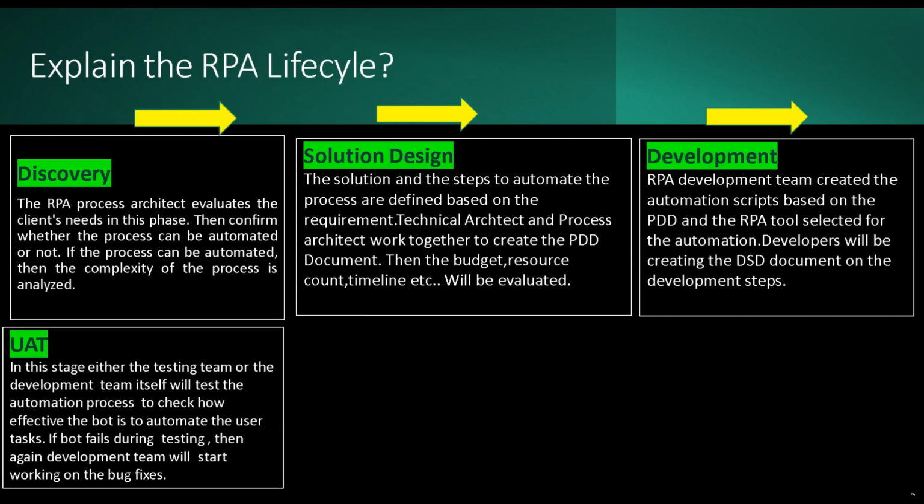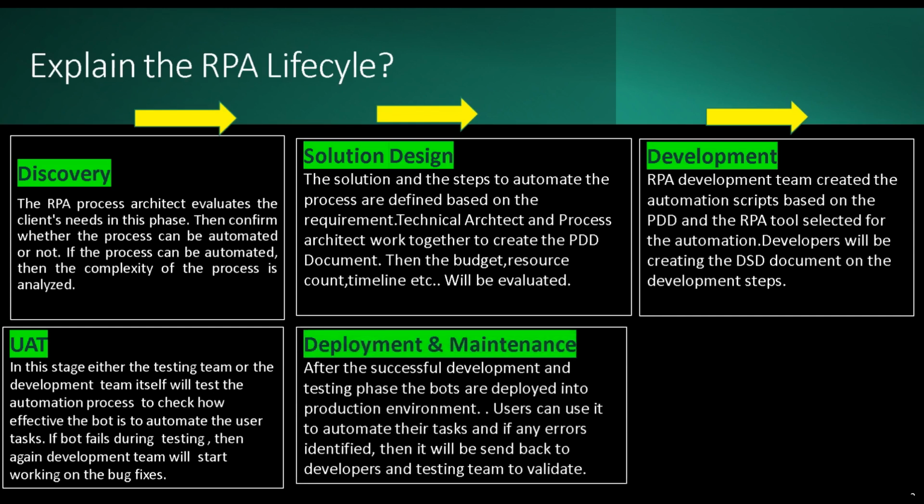In this stage, either the testing team or the development team itself will test the automation process to check how effective the bot is to automate the user task. If the bot fails during testing, then again the development team will start working on the bug fixes. So let's see the fifth phase of the RPA lifecycle, that is deployment and maintenance.